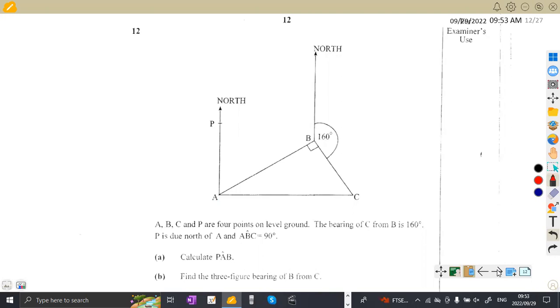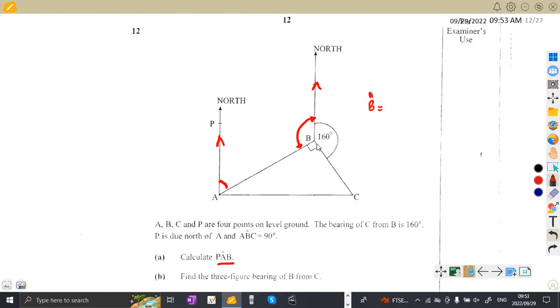Okay, anyways, we are given a diagram under bearing and all the information. Calculate PAB. We need this angle here. How can we calculate this angle? Remember, guys, this is a north pole and also this is a north pole. So these two lines are actually parallel to each other. By knowing this angle at B, I can know this angle at A. Why? These are co-interior angles. So how do we know this angle at B?